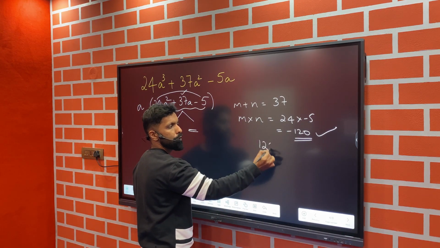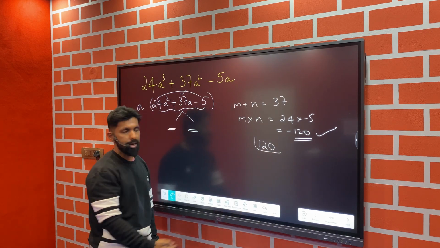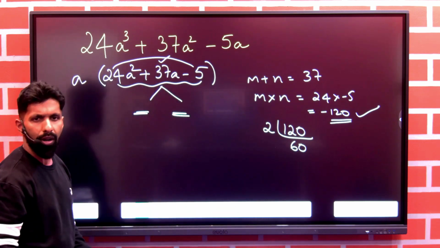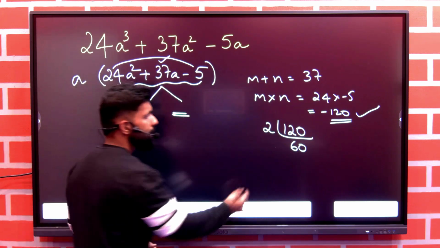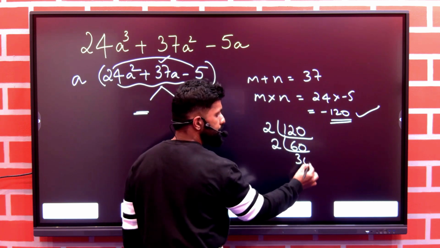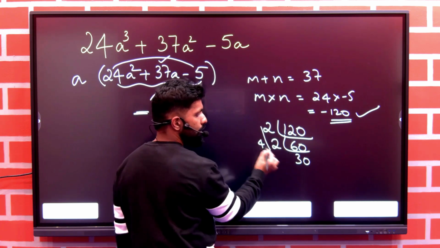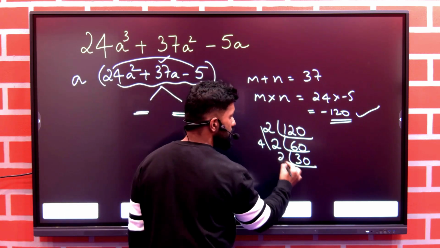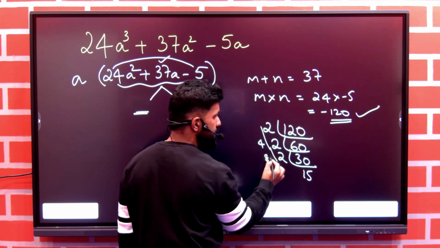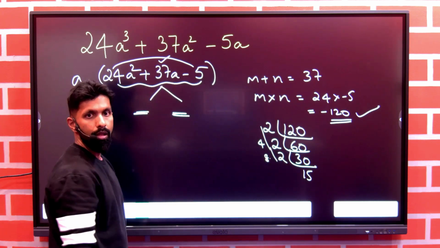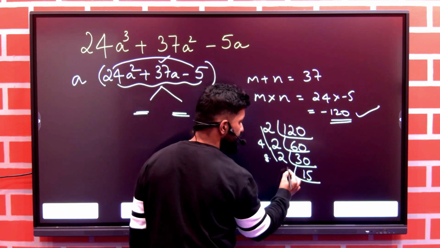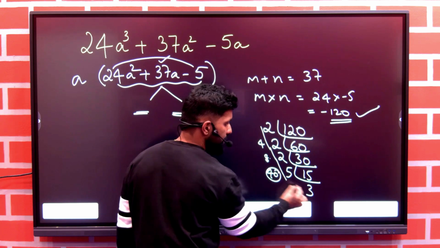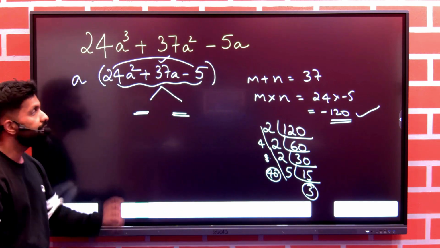Start factorizing 120. Yes, 2 60 times. With 2 and 60, you add, you subtract, do whatever you want. You can't get 37, right? Okay, proceed. 2 30 times. 2 2s are 4, isn't it? 4 and 30, you add and subtract, you won't get 37. Proceed. 2 15 times. 4 2s are 8. 8 and 15, you still won't get 37, right? 5 3 times. 8 5s are 40. 40 and 3. Yes, if we subtract, we will get 37.